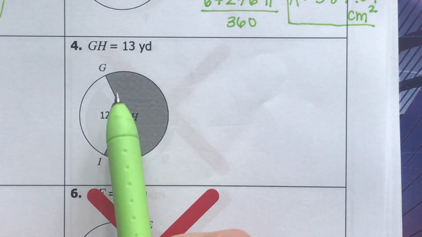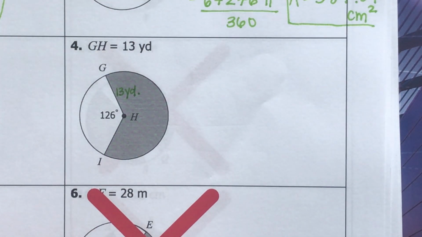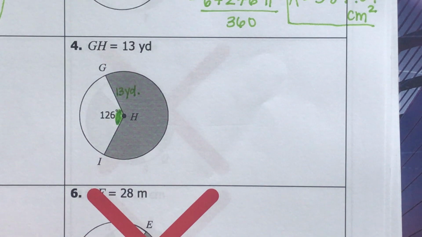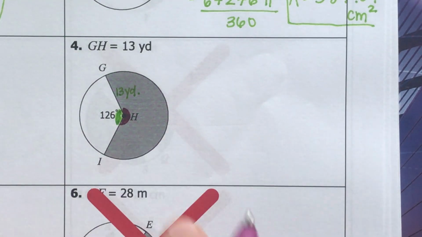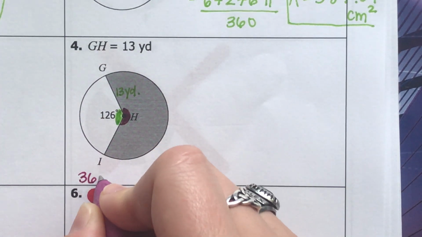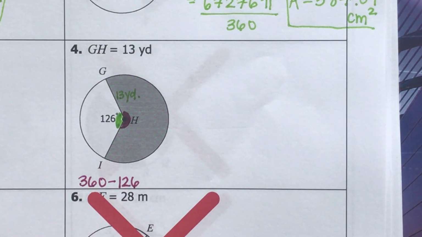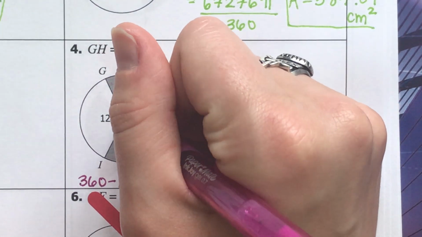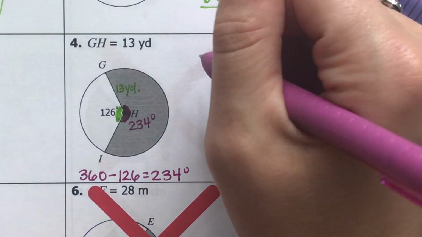Number 4. I am given that GH is 13 yards. That's still a radius. Now, notice, this time I told you that this angle is 126, but I want to know what this angle over here is. That's shaded. So, to figure out this angle, I'm going to take the whole circle, 360, and subtract 126 from it, and that's going to tell me what is left over. So if I do that, I get 234 degrees. So this major arc is 234 degrees. And now that I have that, I can plug it into my equation.